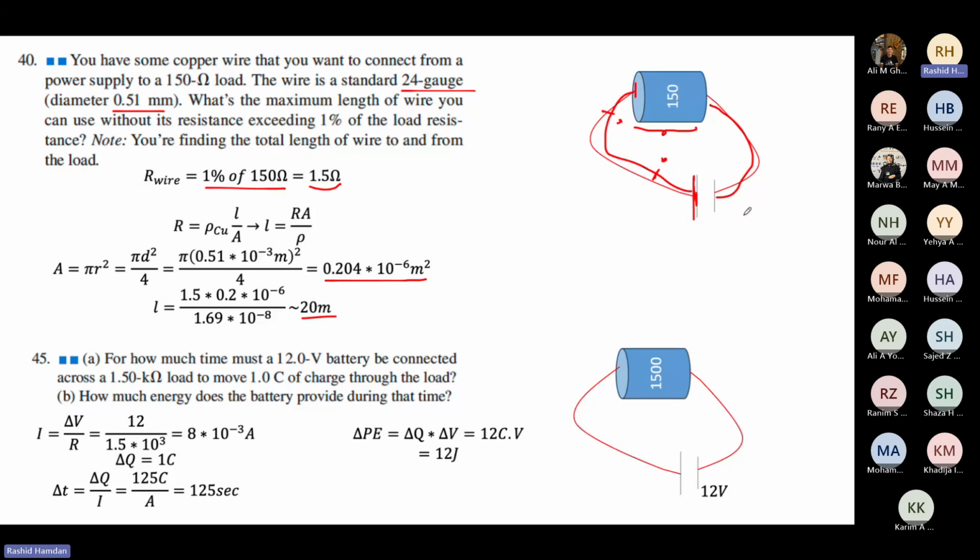So that's why if you use a very long wire in your connections, you actually have a little bit of difference in voltage. But you see, this is 20 meters.